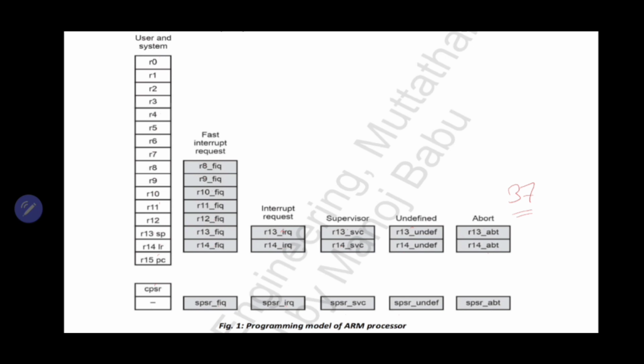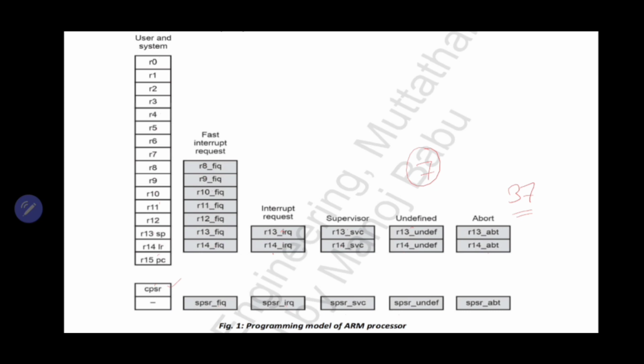We already studied that there are seven modes: user mode and system mode, which are combined here, then fast interrupt request, interrupt request, supervisor mode, undefined mode and abort mode. These are the different modes. This is the CPSR register, the current program status register, and this is the SPSR register, the saved program status register. The SPSR works in FIQ, IRQ, supervisor, undefined and abort modes.